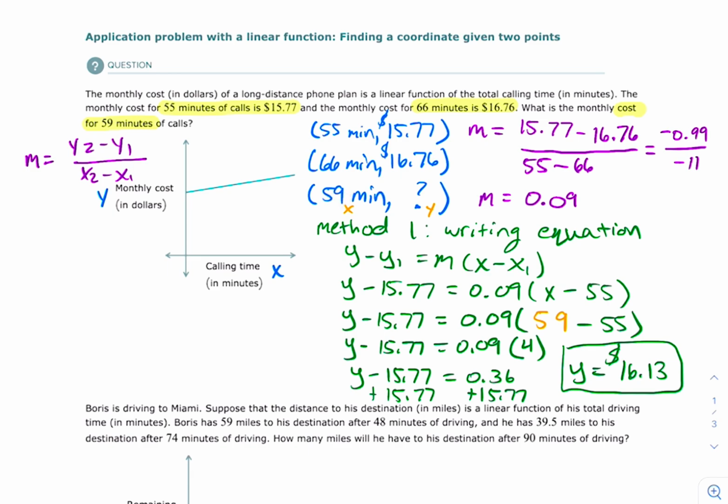And that number should make sense to us because we know that it has to be less than this since 59 is smaller than our 66, but it needs to be bigger than our 55 since 59 is bigger. Okay, so as I'm comparing my y's, they do make sense. Okay, so that's one way to work through the problem. So another way to work through it is to use the slopes.